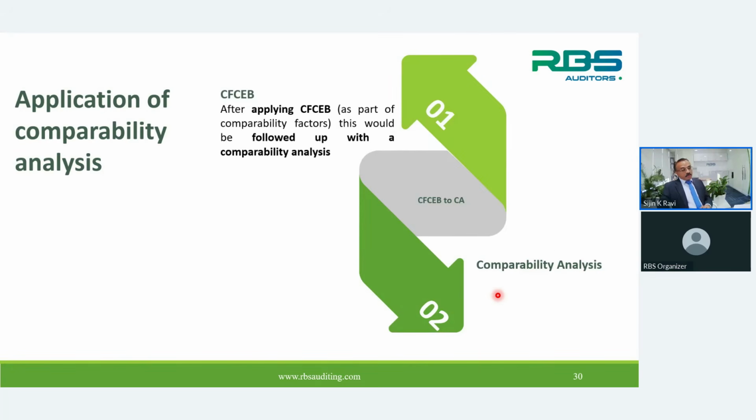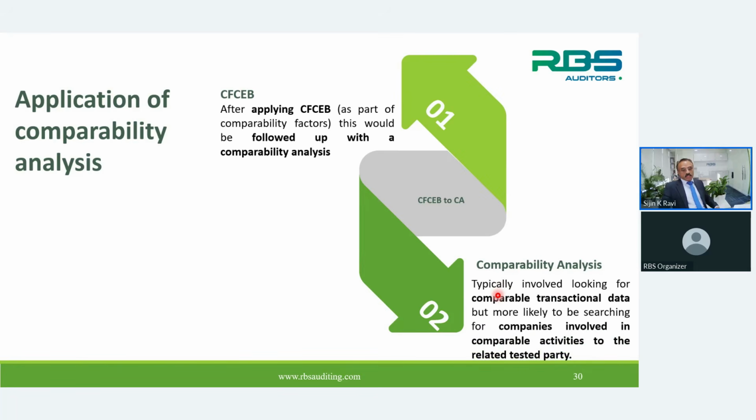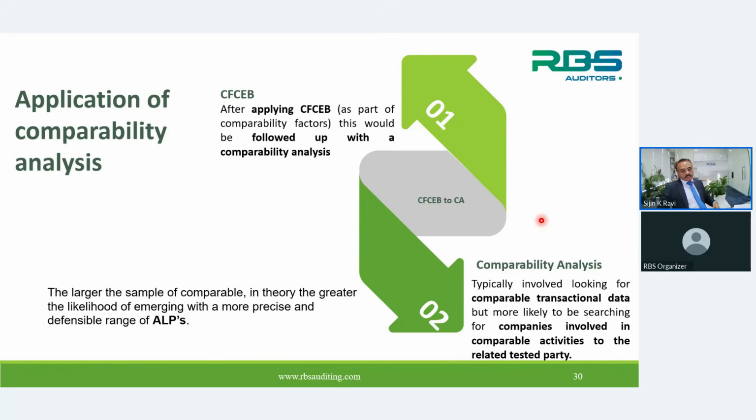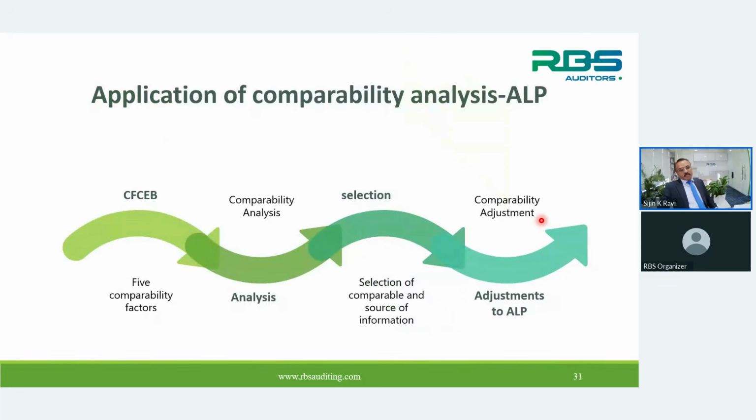Now, after applying the 5 factors, the next step is comparability analysis. In the comparability analysis, first you analyze the factors, then you analyze and compare with a larger sample of comparables, and then the likelihood of a good ALP will be better. So the steps are: the 5 comparability factors, then comparability analysis, then selection of the best method, then comparability adjustment if you need to make some adjustment relating to the price, and the final stage will be the ALP price. So these are the steps involved.